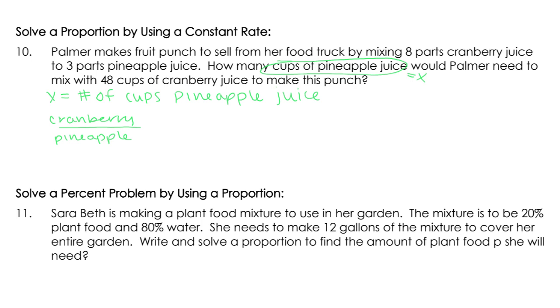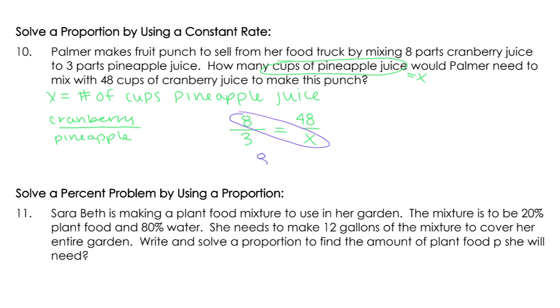So starting with the cranberry juice that we know, we have 8 parts of cranberry juice over 3 parts of pineapple juice. So again, cranberries on top, pineapples on the bottom. Set that equal to, we don't know how many cups of pineapple juice we need, so that means x has to go on the bottom. And she wants to mix it with 48 cups of cranberry juice. Again, cranberry for both of those, 8 and 48 are on top. 3 and x, because we don't know how much pineapple juice we need, are going on the bottom. So now that we have that set up, we can go ahead and start solving this.